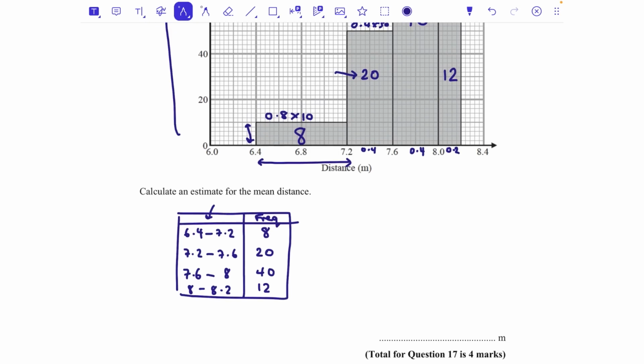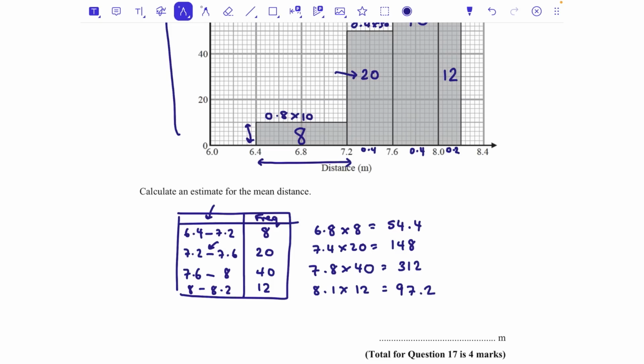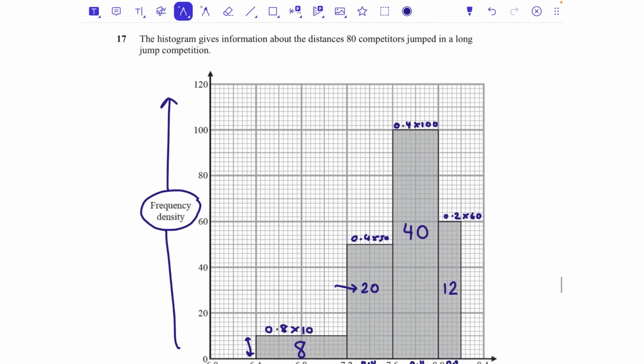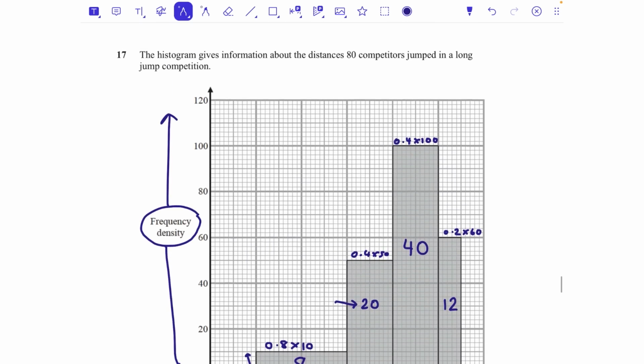So for this first category, I need the midpoint of 6.4 and 7.2, and that is 6.8. So we're going to do 6.8 times 8. We're going to do 7.4 times 20, that's the midpoint, 7.4 is the middle of that category. We're going to do 7.8 times 40, and we're going to do 8.1 times 12. There we go, so those are the answers to those calculations. We then need to add all of that together, which is 611.6. And that would be the total. If they asked me the total distances that they all jumped all together, then that would be that.